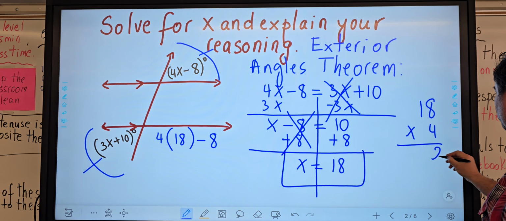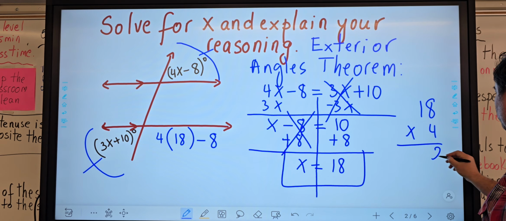Okay, so here we have to subtract 3x on both sides. 3x and negative 3x cancel out. 4x minus 3x becomes 1x minus 8 equals 10.